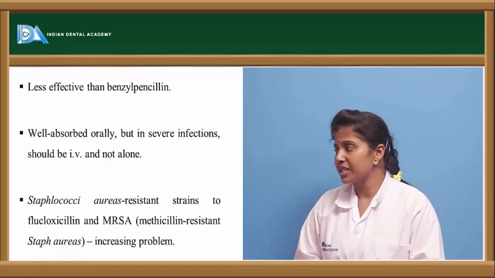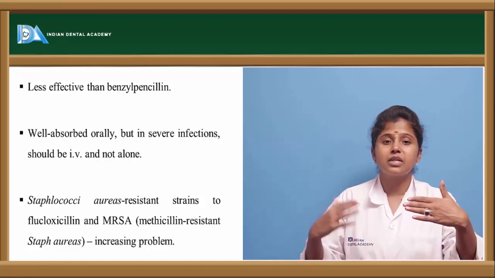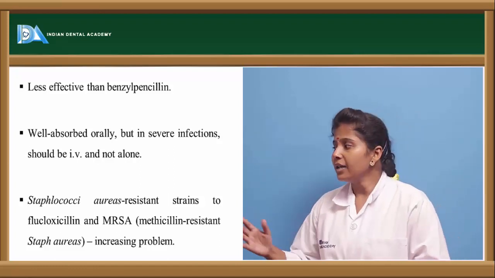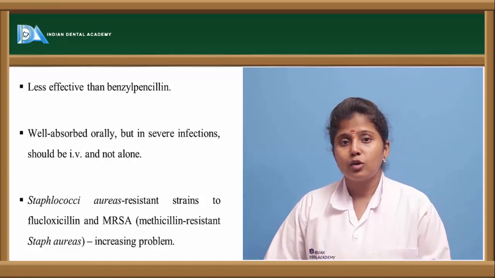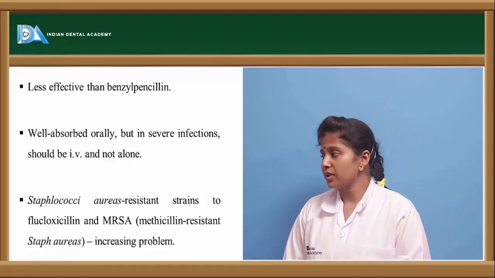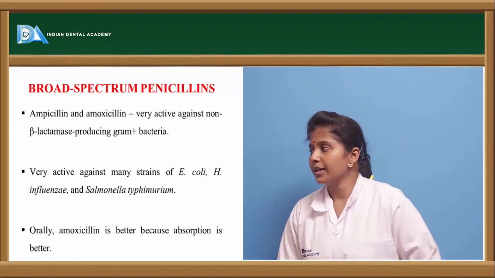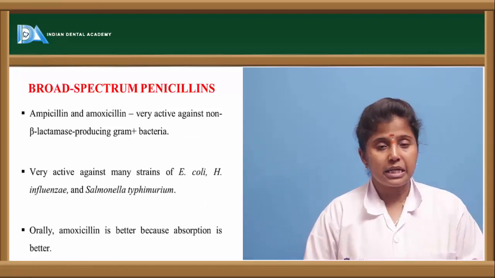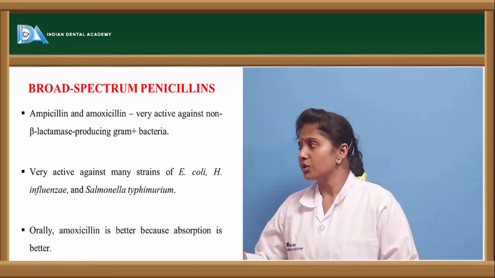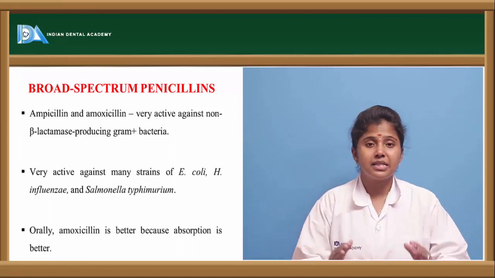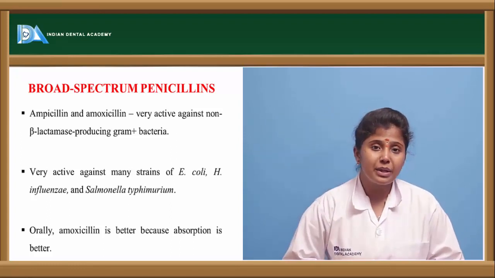Staphylococcus species can become resistant to flucloxacillin and methicillin. In such conditions these are not effective to treat infections caused by Staphylococcus. Let us see the broad spectrum penicillins. Broad spectrum penicillins include amoxicillin and ampicillin. These are very effective, and they are non-beta lactamase drugs.